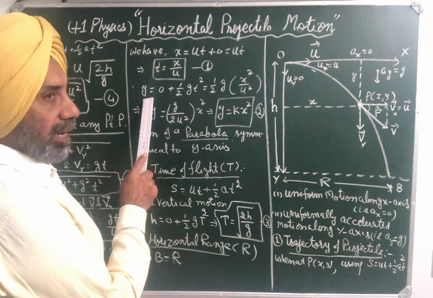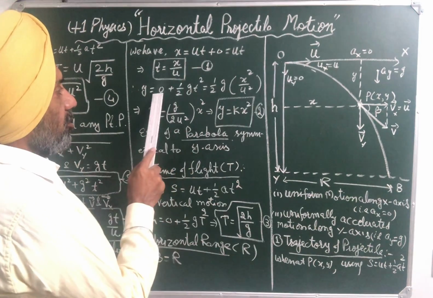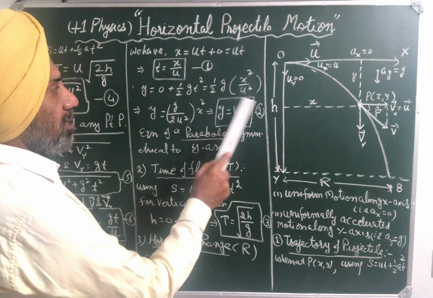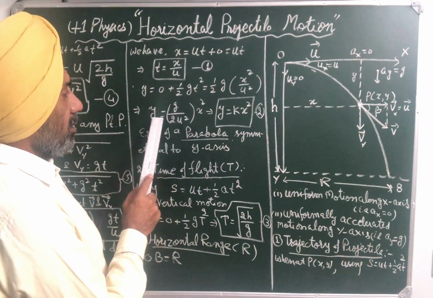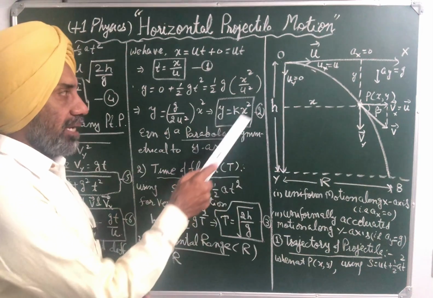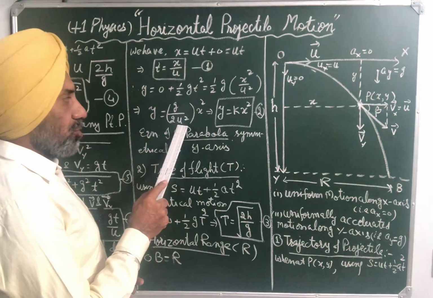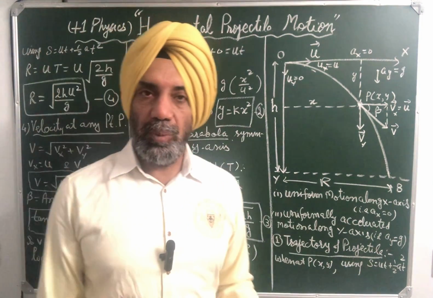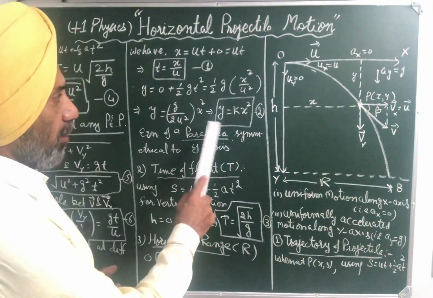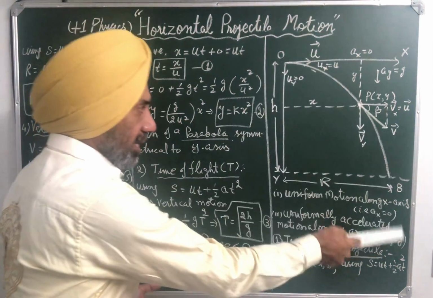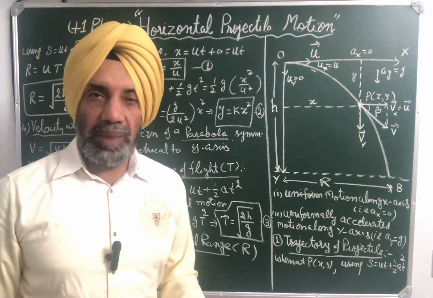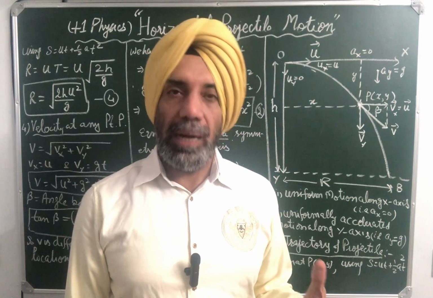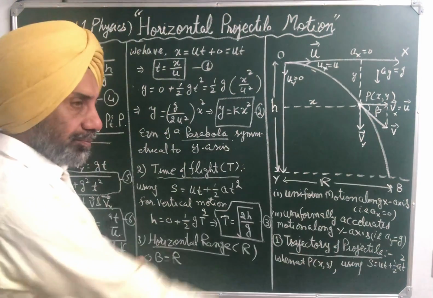Now for vertical motion, y is equal to initial velocity 0, plus half gt square. Substituting the value of t, x upon u, we get x square upon u square, so g upon 2u square into x square, or y is equal to kx square, where k is a constant of proportionality because u is constant and g is constant. y is equal to kx square is nothing but the equation of a parabola, and this parabola is symmetrical about the vertical axis, that is, the y-axis. This means the trajectory of the projectile fired horizontally is parabolic in nature. So it will be a parabolic path.